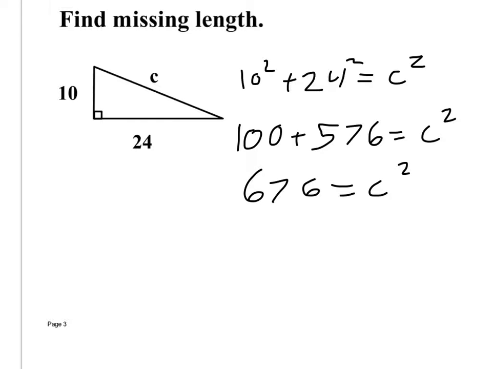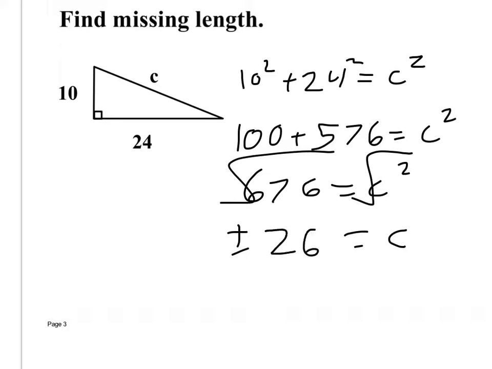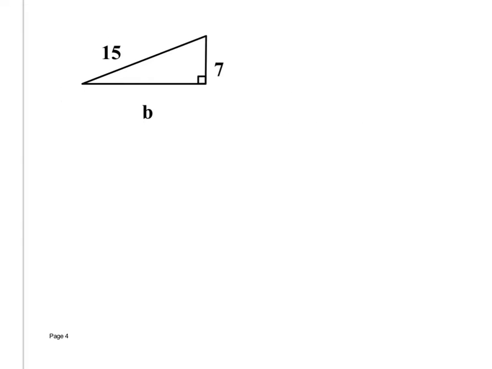We know how to find c by taking the square root of both sides. That gives me plus or minus the square root of 676, which is 26. But is there any way the hypotenuse is negative 26? No. How do you have a negative distance? You can't. So your answer is 26. The length of the hypotenuse is 26 units. If this was inches, it'd be inches. If it was feet, it'd be feet. Any questions?